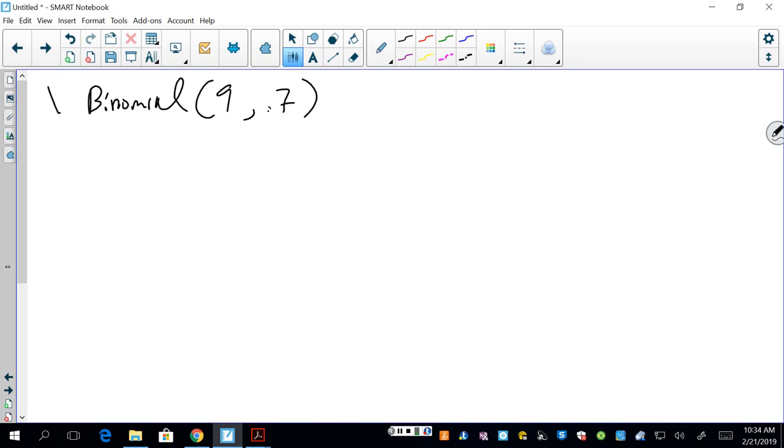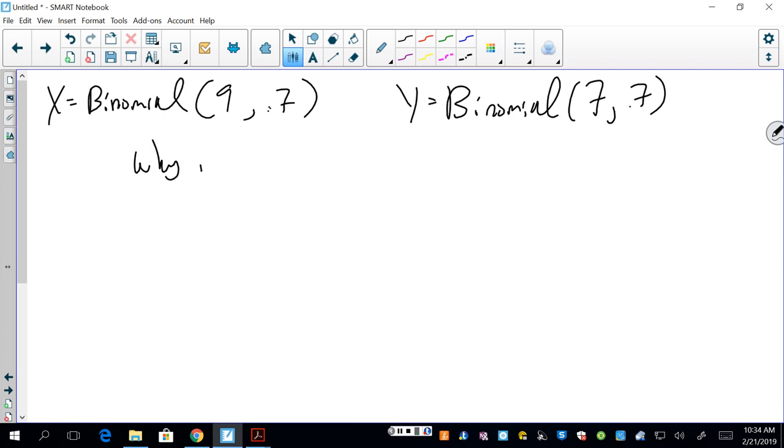So that's maybe x, and then y is a binomial with 7 attempts at 0.7. Right? Y is the sum. X plus y is a random variable that's a binomial with 16 trials and probability of 0.7.